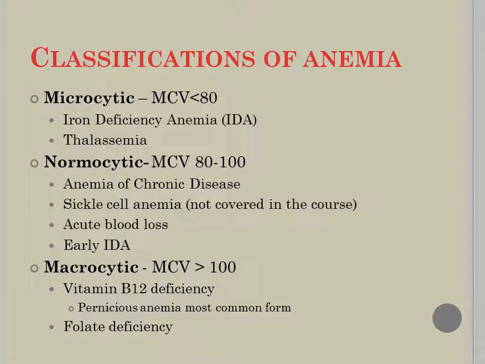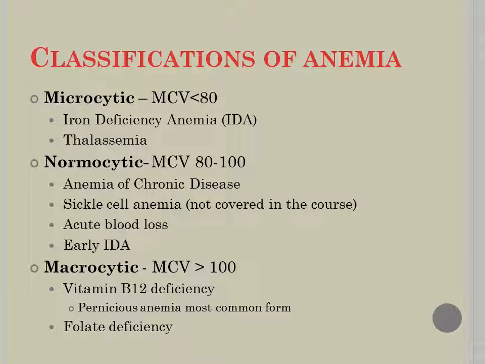Some of the classifications of anemia: when we look at microcytic, your MCV is usually less than 80, which is indicative of either iron deficiency anemia or thalassemia. When you have normocytic anemia, your MCV is 80 to 100, and you may see this with anemia of chronic disease, as well as sickle cell anemia, acute blood loss, and early IDA.